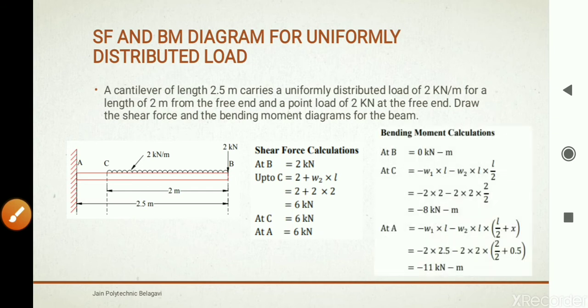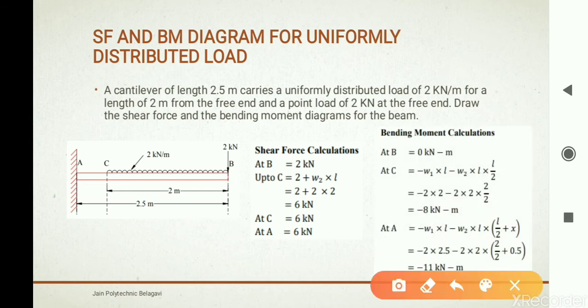Now bending moment calculation. Moment at B is equal to 0 kN·m because moment is force into perpendicular distance. So in a cantilever beam, the free end will have zero bending moment. So directly you can write it as 0.